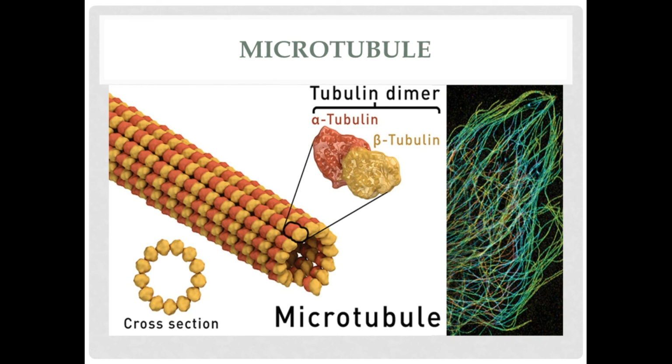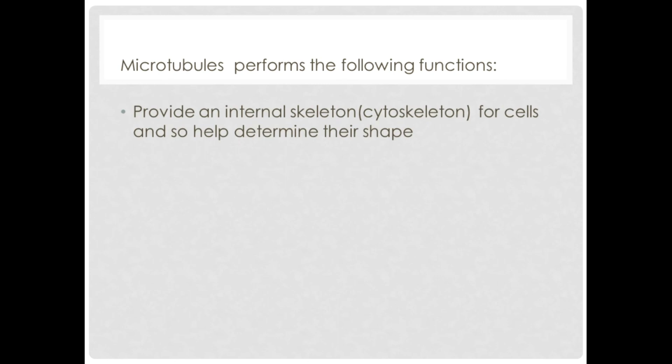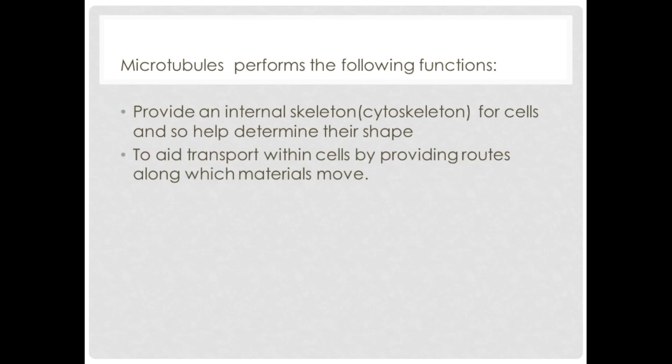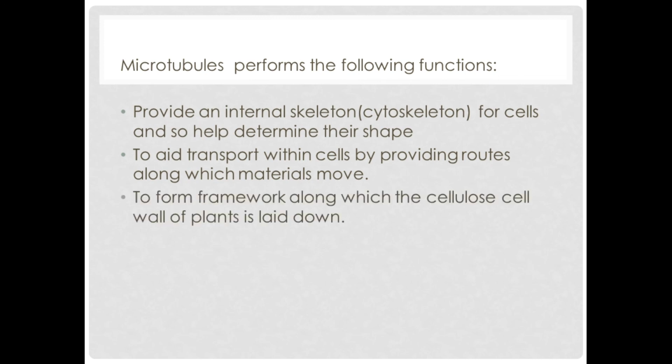Now let's look at the functions of the microtubule. Function number 1 is they provide the internal skeleton, that is the cytoskeleton, for cells and so help to determine their shape. Function number 2 is they aid transport within the cell, providing routes along which materials move. Function number 3 is they form a framework along which the cellulose cell wall of plants is laid down. The last function is they form spindle fibers during cell division.